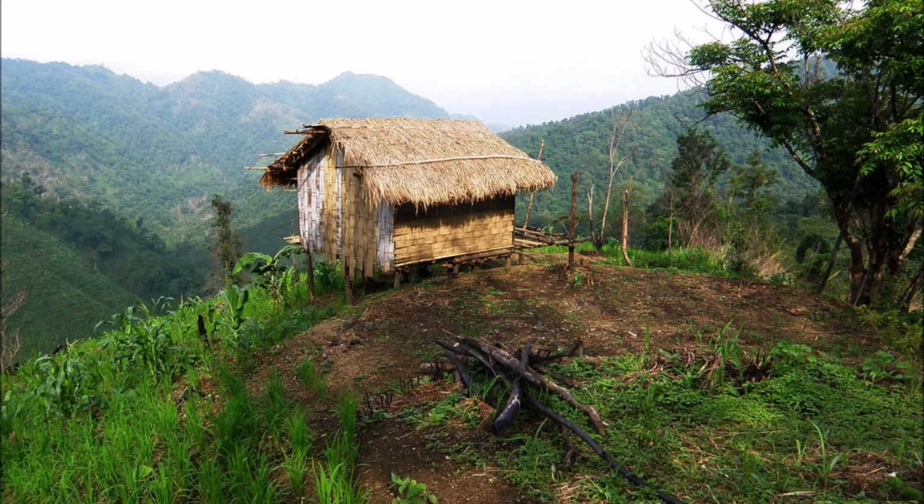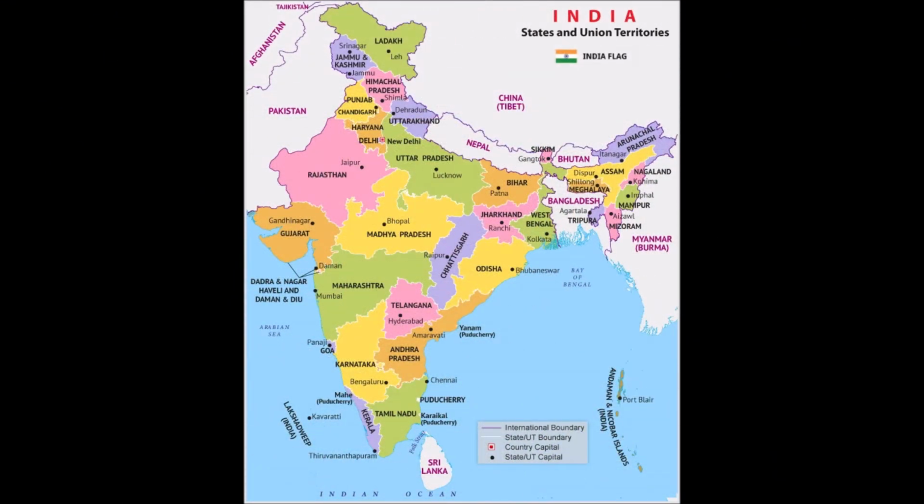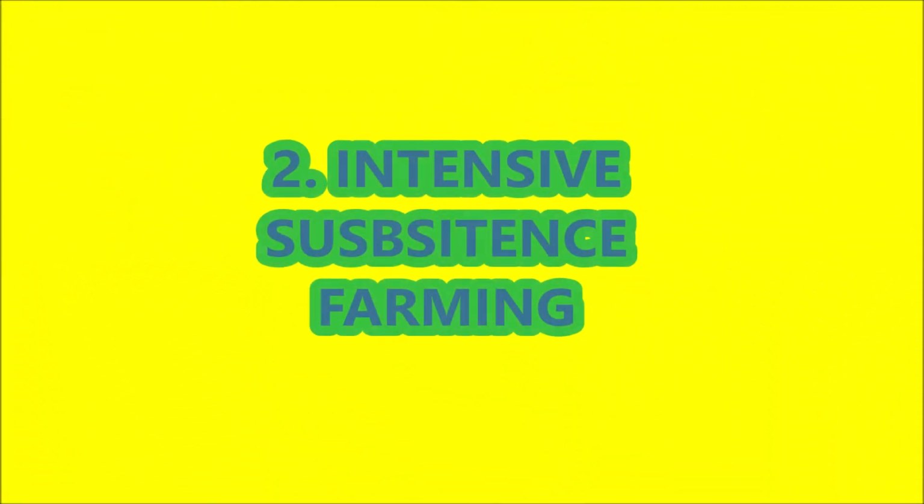It is known by different names in different parts of the country. It is jhumming in northeastern states like Assam, Meghalaya, Mizoram, and Nagaland, Pamlou in Manipur, Dipa in Bastar district of Chhattisgarh, and in Andaman and Nicobar Islands.